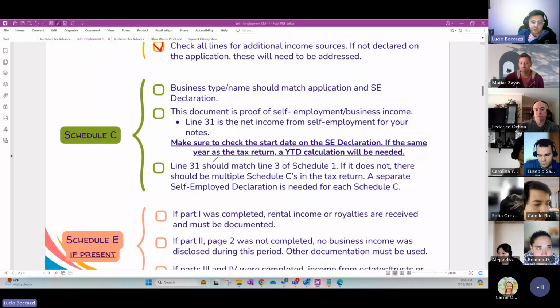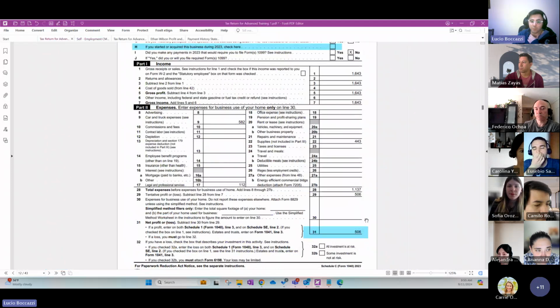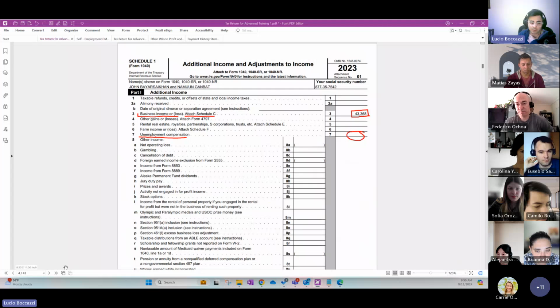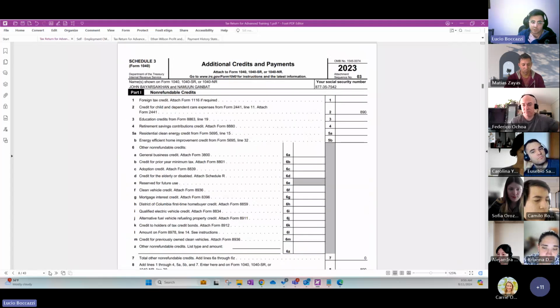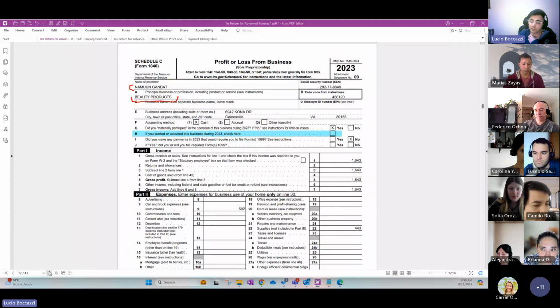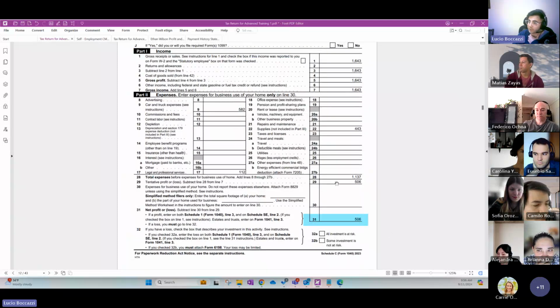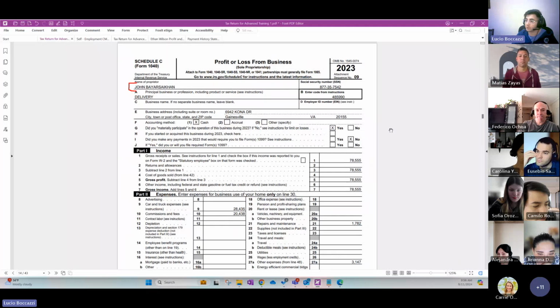So what the cheat sheet here tells me is that line 31 should match line 3 on the Schedule 1. So if we go back to the Schedule 1, we'll see that there is a big difference. We were dealing with 43,000 and something. So usually what that tells me is that there are multiple Schedule Cs, and that's why these don't match. Okay, we'll find out when they do match. So let's keep going and take a look at the other Schedule Cs.